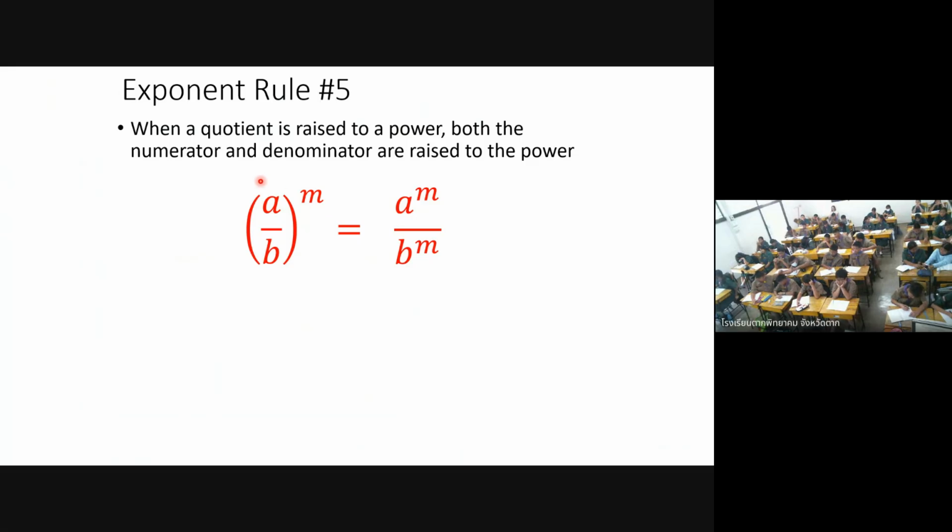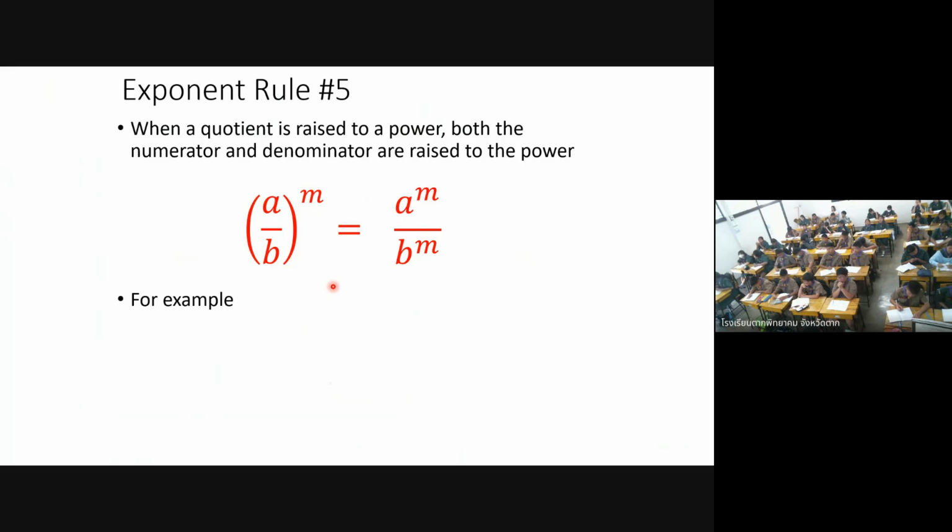Again, it's the same thing. This is power 1, right? So A to the power of 1 to the power of M is A to the power of M. B to the power of 1 to the power of M is B to the power of M. It has the same rule as raising an exponential number to a power. It's just that the numerator and the denominator will each both be raised to power M. Understand? Let's say we have this one.